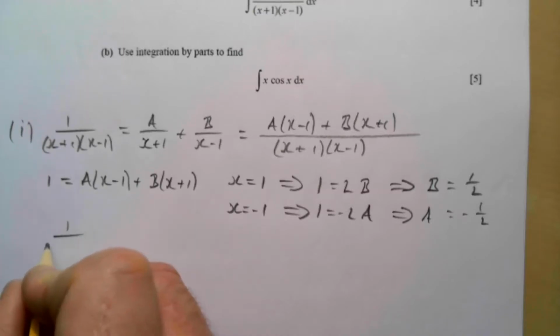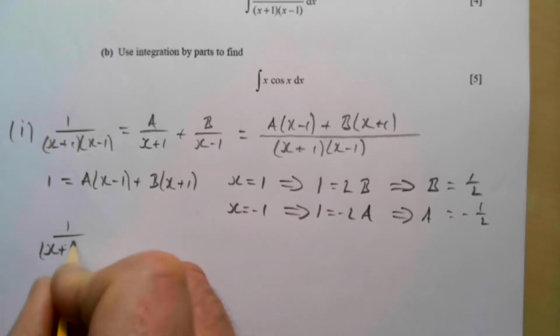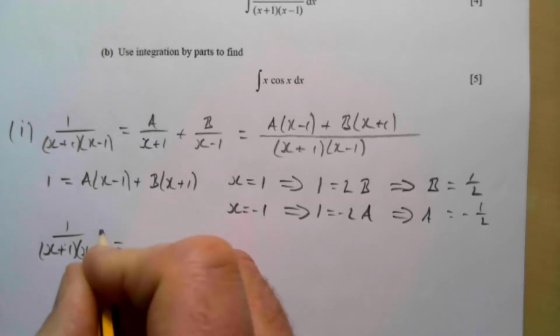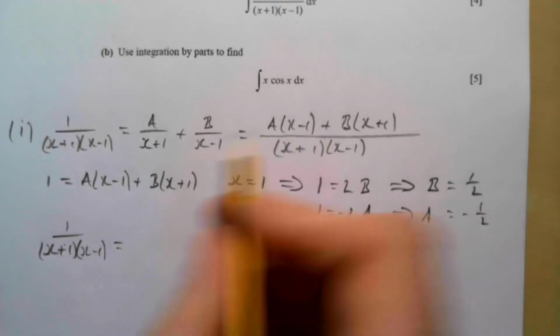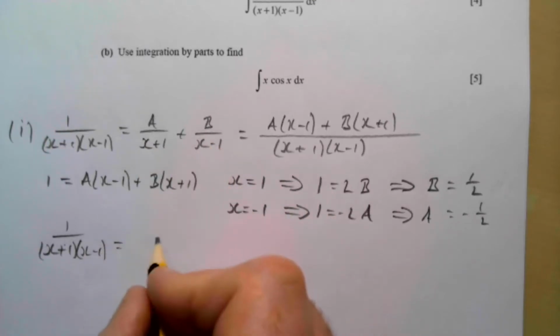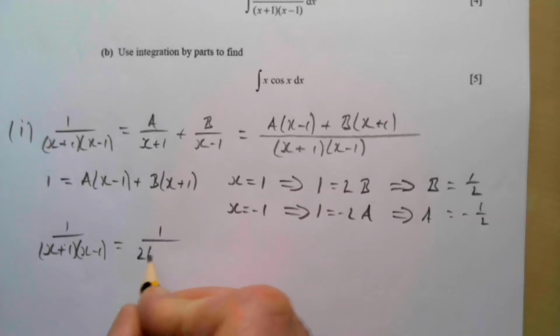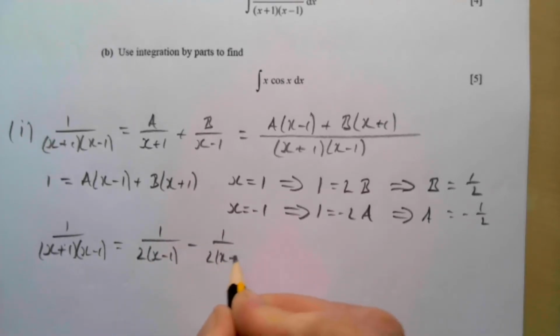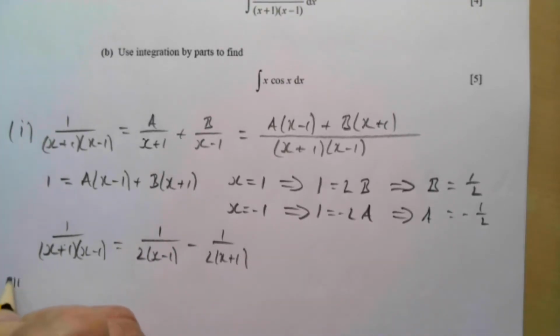So write that in partial fractions. That means 1 over (x plus 1)(x minus 1) is equal to, let's actually flip these the other way around. Because my B was positive, I'm going to write then 1 over 2(x minus 1) minus 1 over 2(x plus 1). Hope you're okay with that.